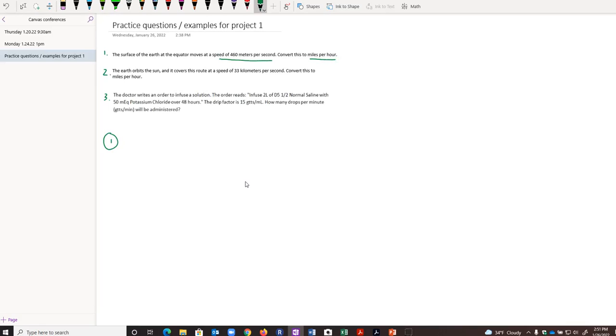As with any question, what you want to do is organize the information. So what are you given? We're given a speed here being equal to 460 meters per second. And what we need is we want to convert that to the same speed, but now in miles per hour.